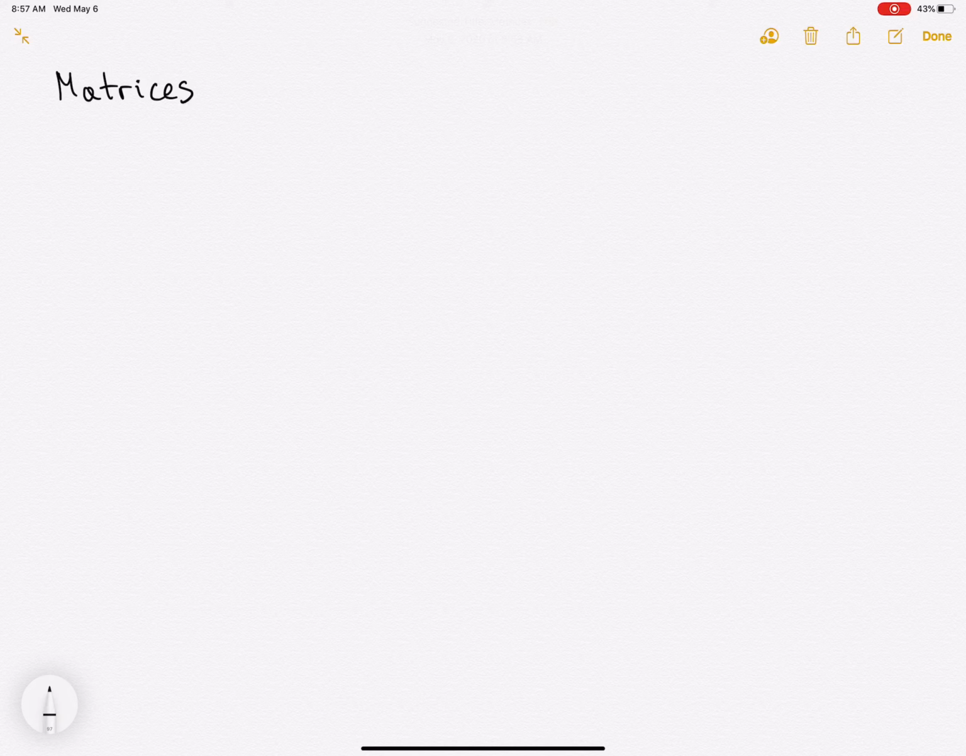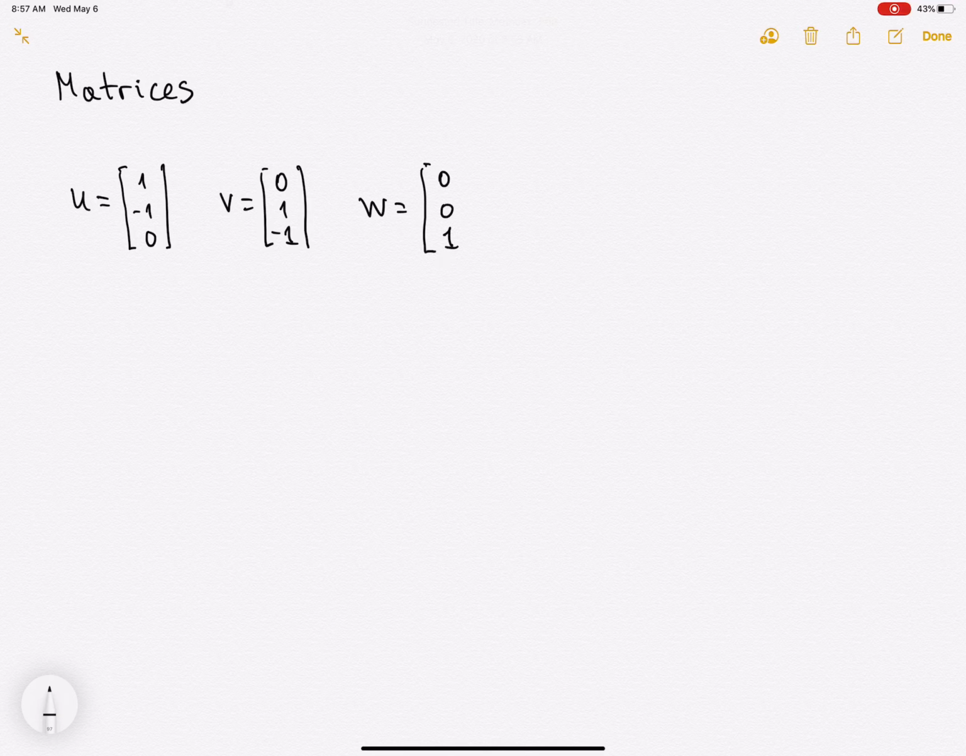Here we'll talk about the main objects of linear algebra, which are matrices. Matrices and vectors are really what we're going to be talking about until the end of the course. Let's consider three vectors, u, v, and w, as follows. We have u with 1, -1, 0, v with 0, 1, -1, and w with 0, 0, 1.